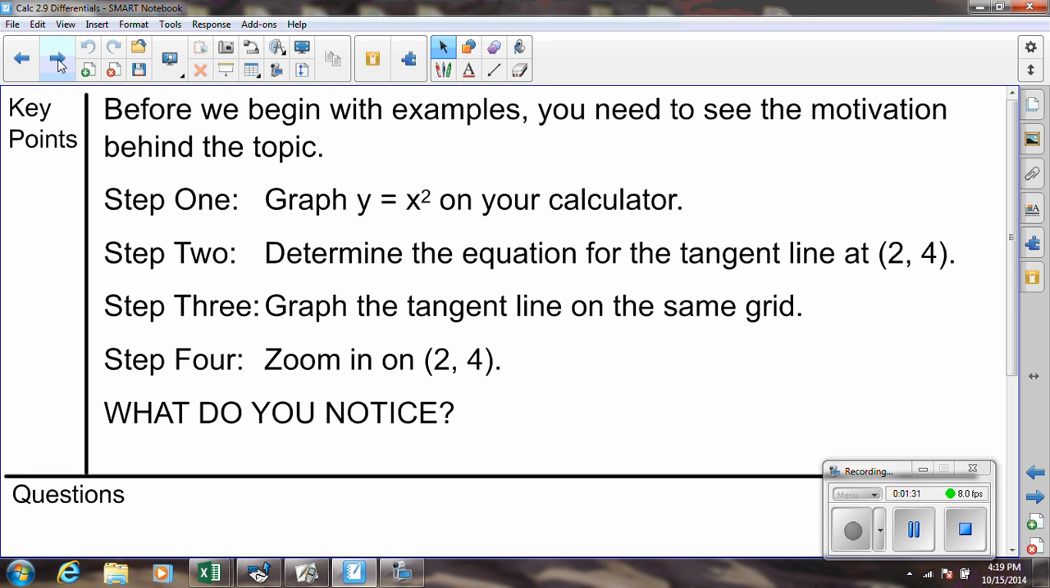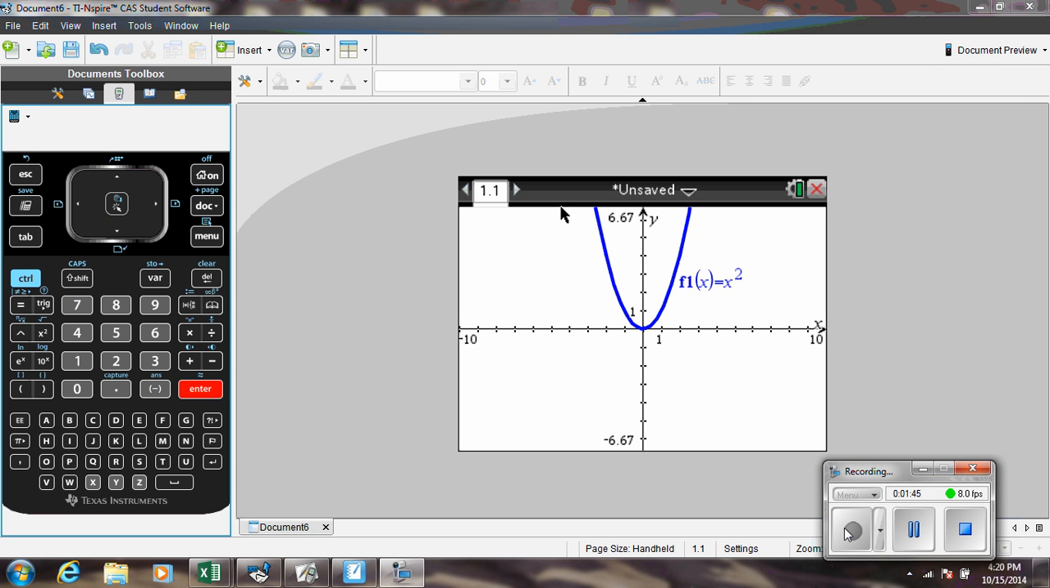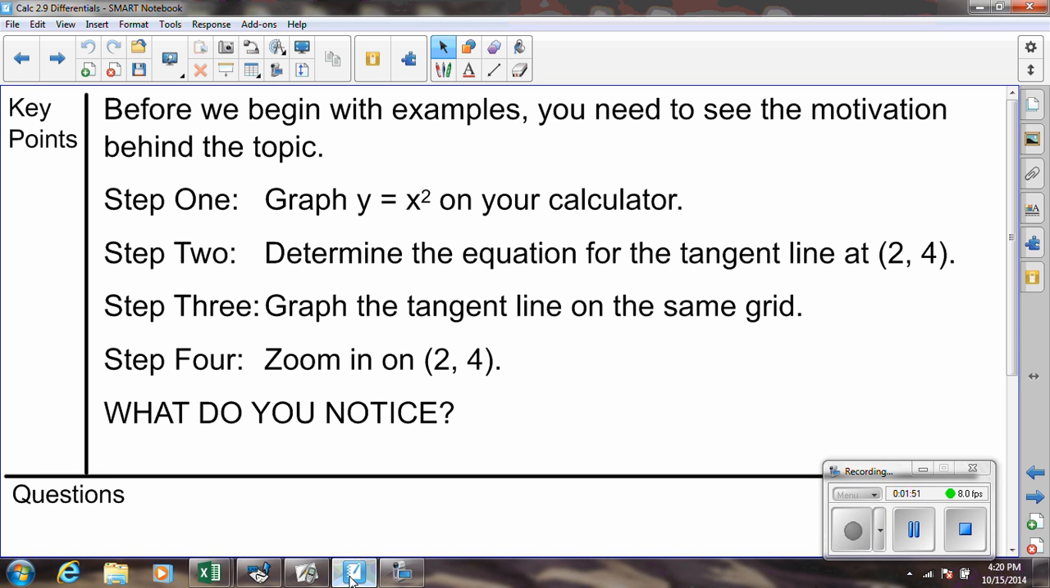Okay, now I want to stress once again, before we can start defining what differentials are, there's a process I'd like you to follow through with your calculator. First things first, graph y equals x squared on your calculator. You will note I already have my graph here. But you should also determine the equation for the tangent line at the point (2, 4).